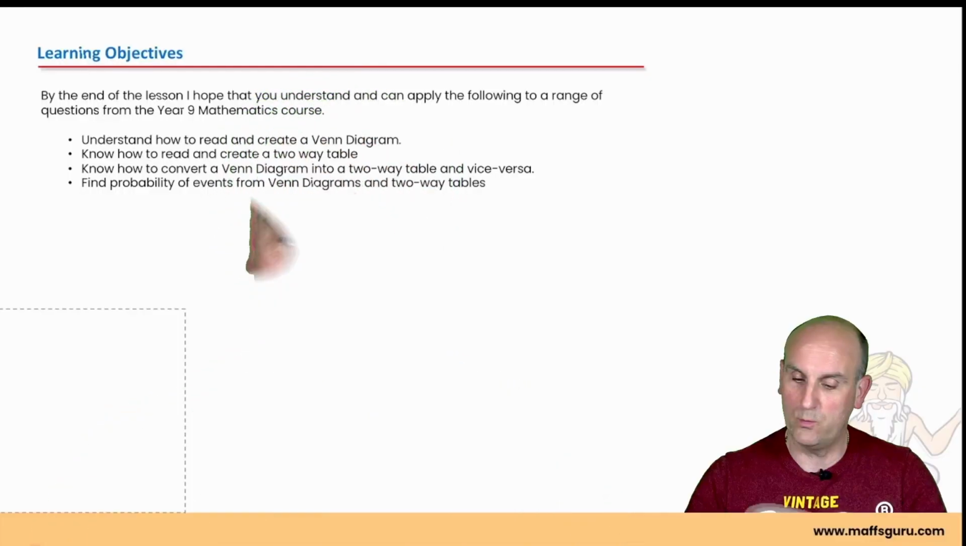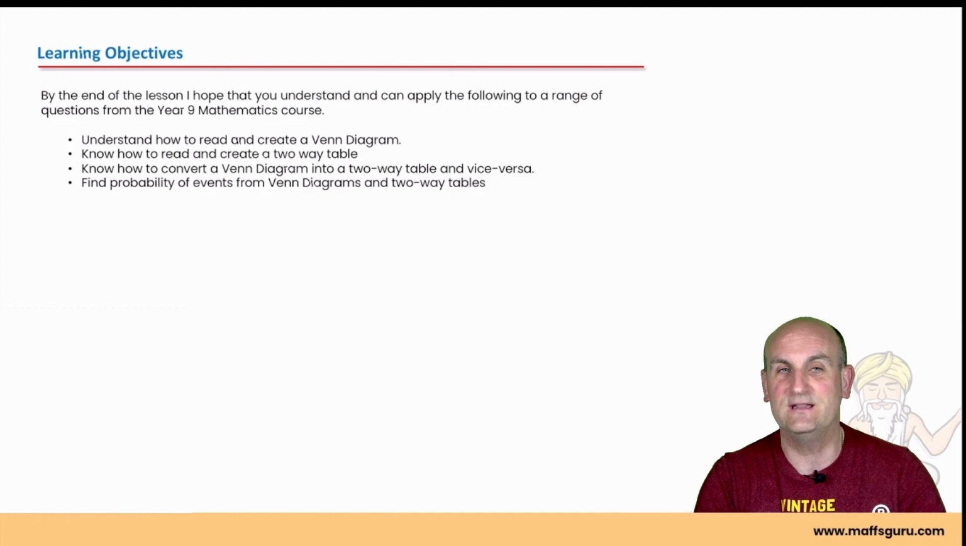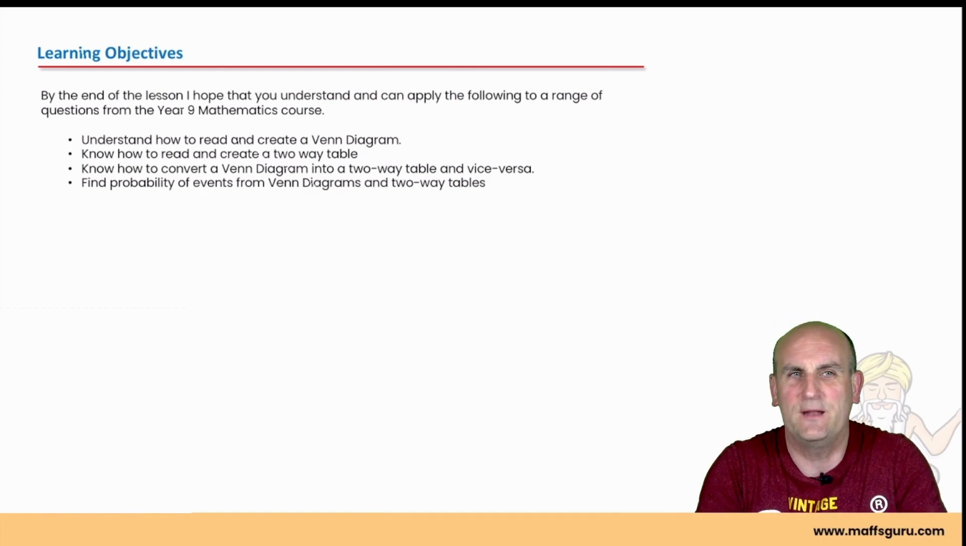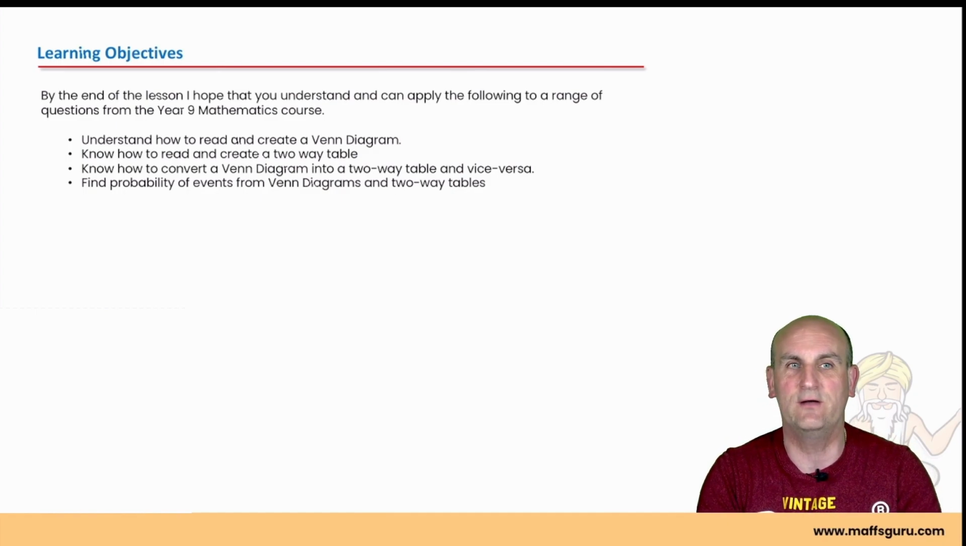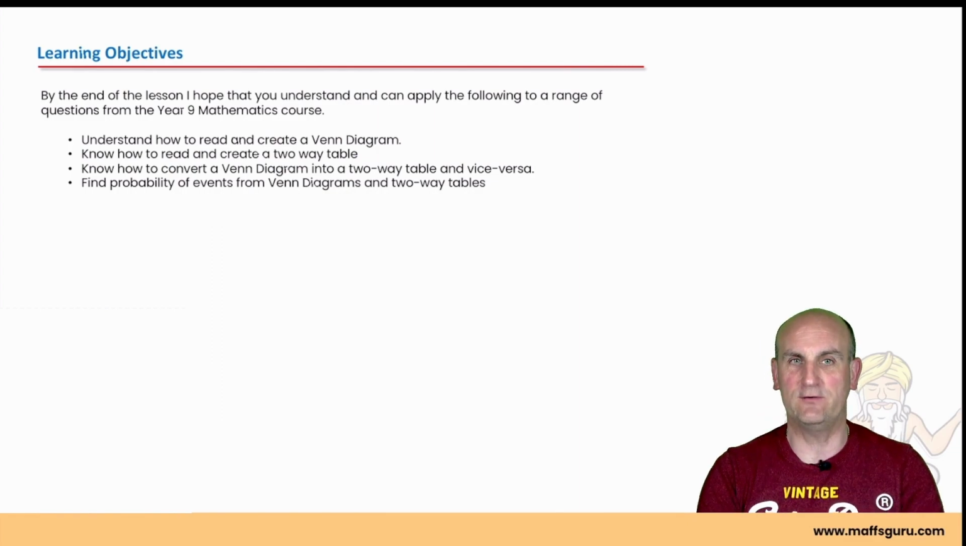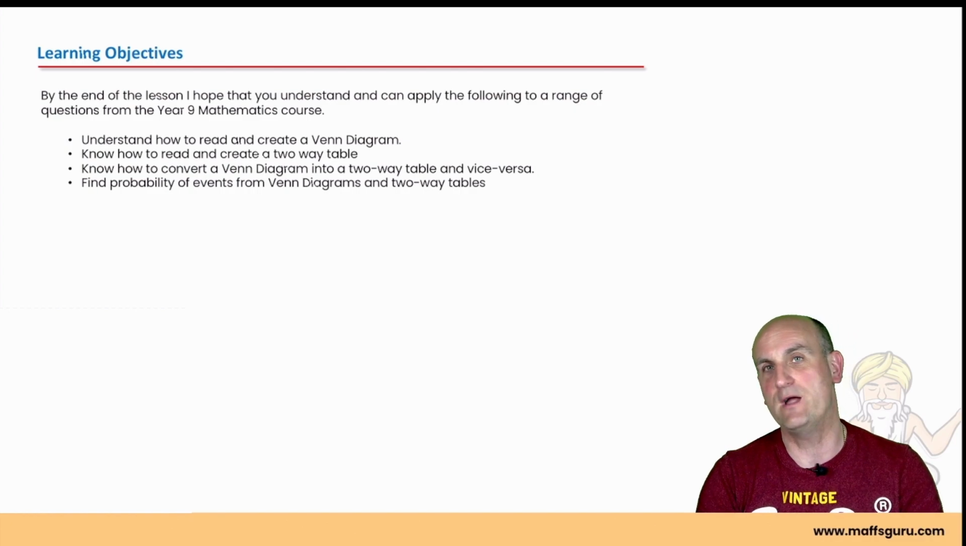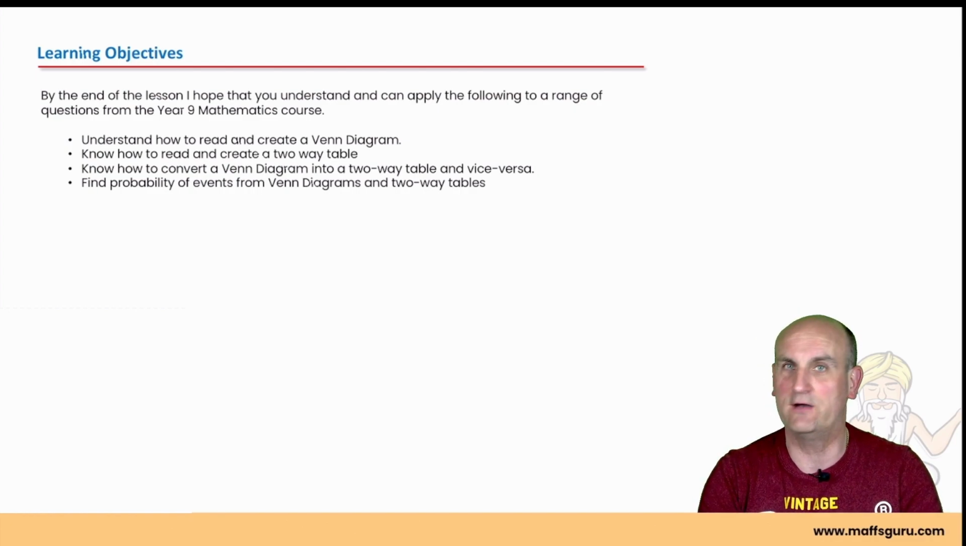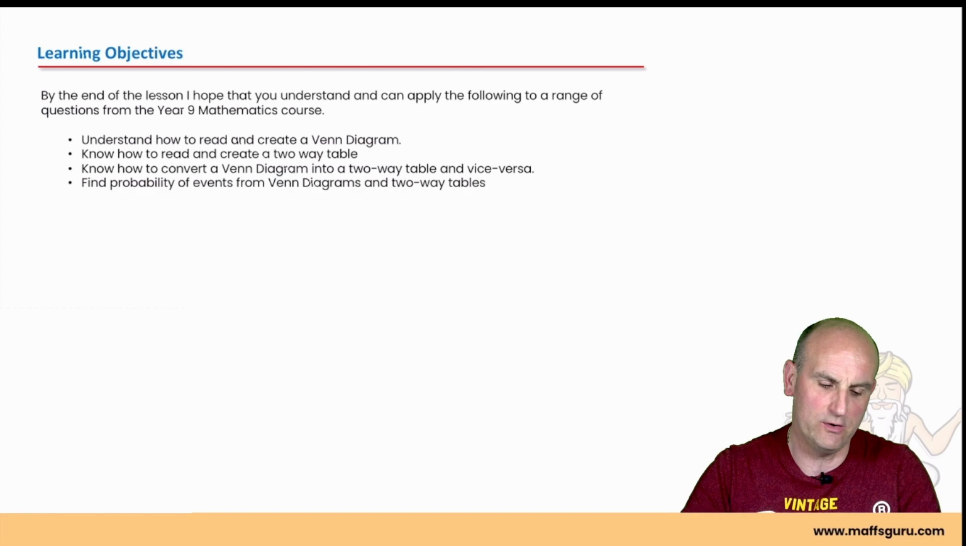All right, so I normally start with the learning objectives. By the end of this lesson, I want you to understand and apply how to read and create a Venn diagram, know how to read and create a two-way table, know how to convert a Venn diagram into a two-way table and vice versa, and find probabilities of events from Venn diagrams and two-way tables. Seems like a lot, yes?